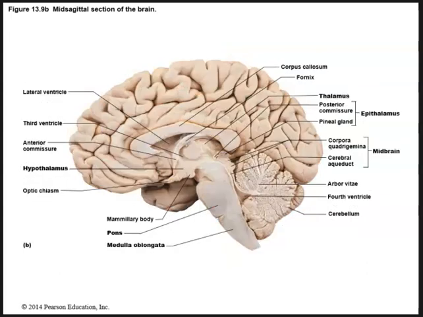And here is just another mid-sagittal section of the brain, a gross specimen. This whole region is the diencephalon with its different parts. We have the thalamus here. And then a little bit more posterior, we have what's known as the epithalamus, which is made up of the posterior commissure, as well as the pineal gland. We can see the pineal gland here a little bit more posteriorly. That makes up the epithalamus. And then we have the thalamus here, the egg-like structures, and then we have the hypothalamus.